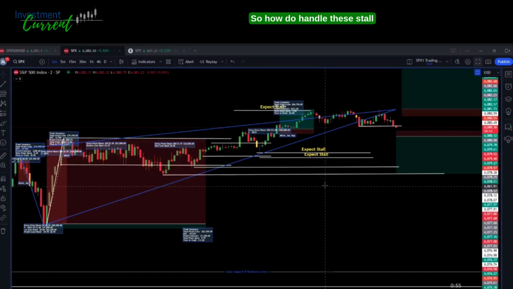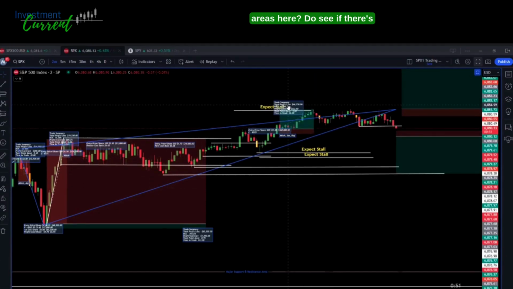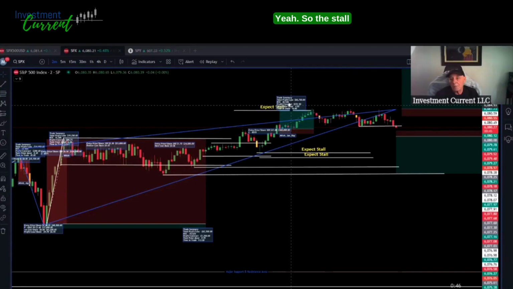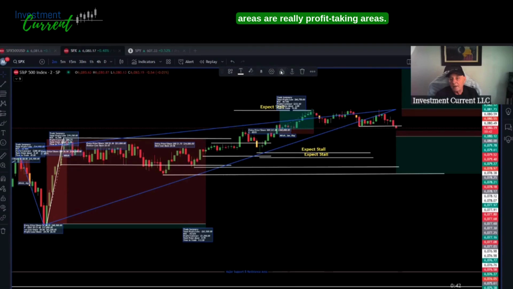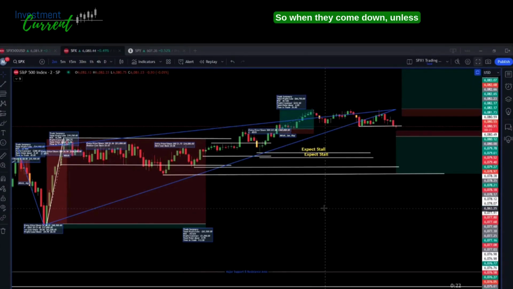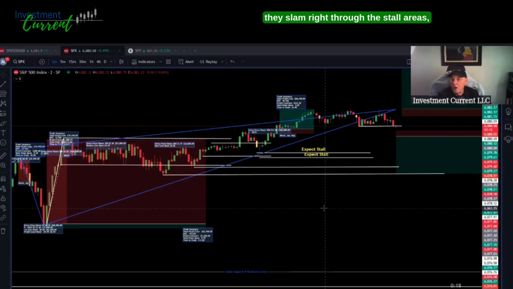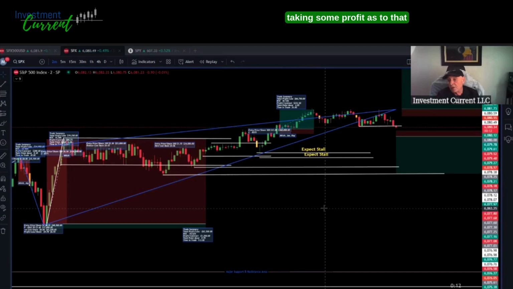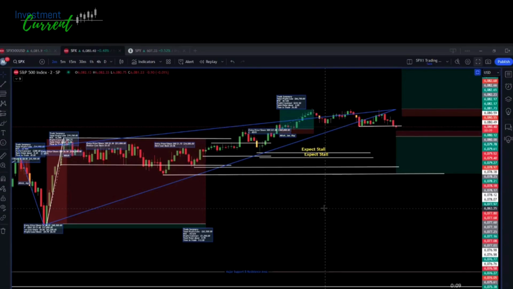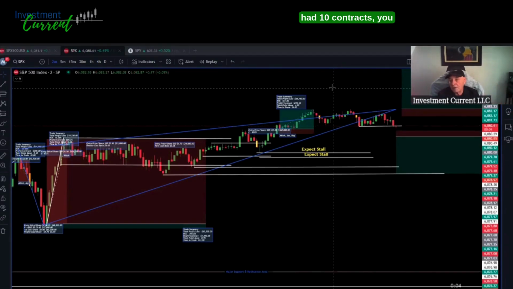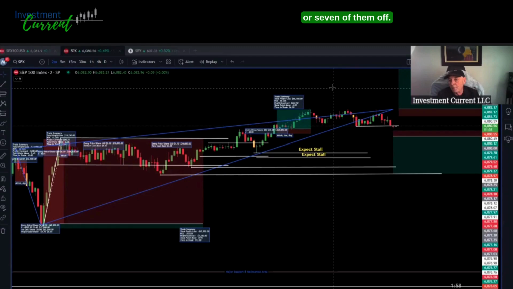So how do you handle these stall areas? You see if there's a bounce off the stall area? Yeah, so the stall areas are really profit-taking areas. So when they come down, unless they slam right through the stall areas, you want to plan on taking some profit into that area of stall. Right? So if you had, let's say, 10 contracts, you might want to take 6 or 7 of them off.